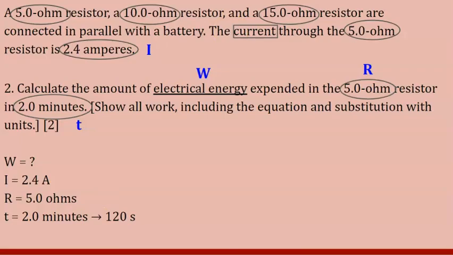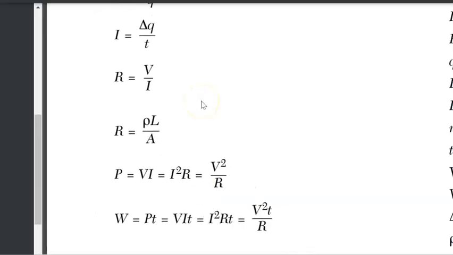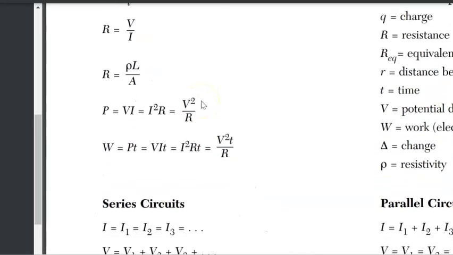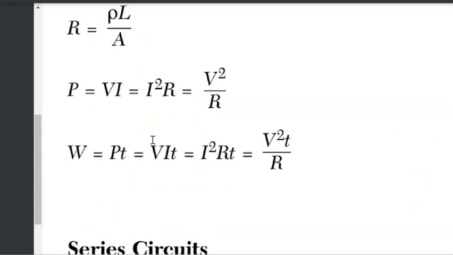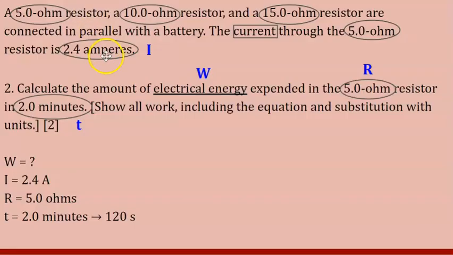I need to go to the reference table to find a formula. So here, I definitely need one of these because I'm looking for W. And I want to pick one that has all these variables that I already have. So for example, I don't have power listed, so I can't use this one. I don't have volts listed, so I can't use that one. I can use this one, W equals I squared RT, because I have all of those values.